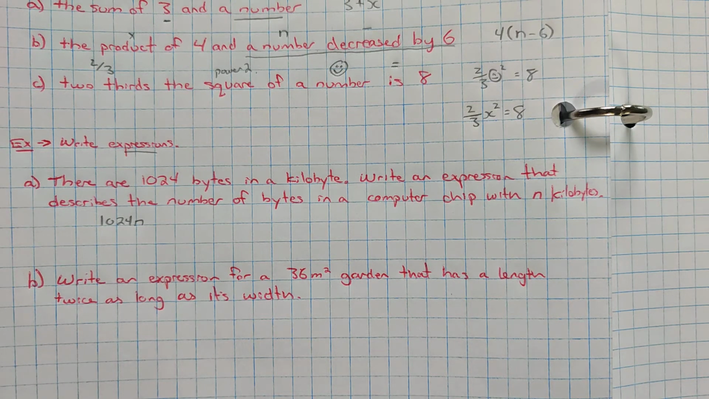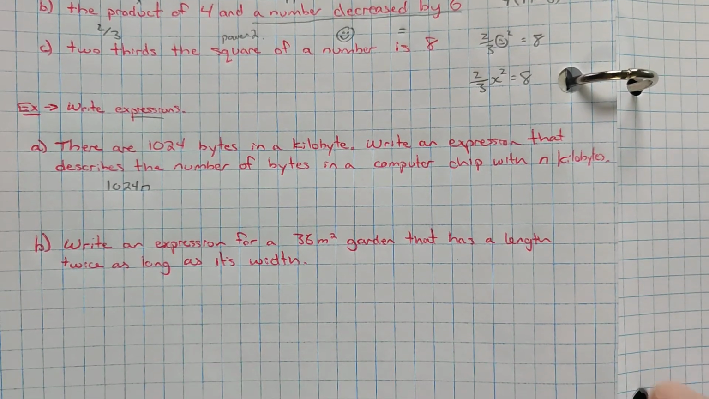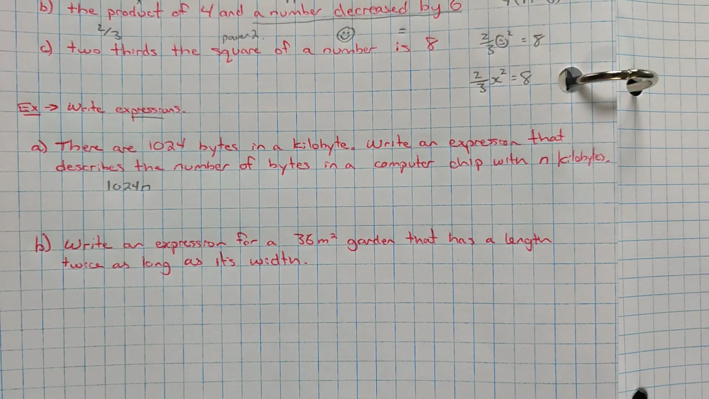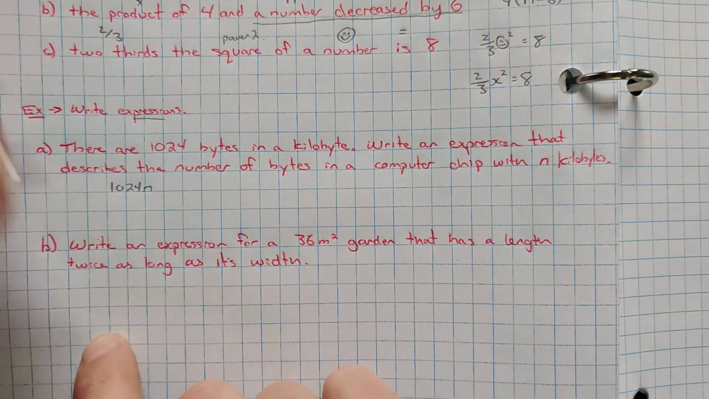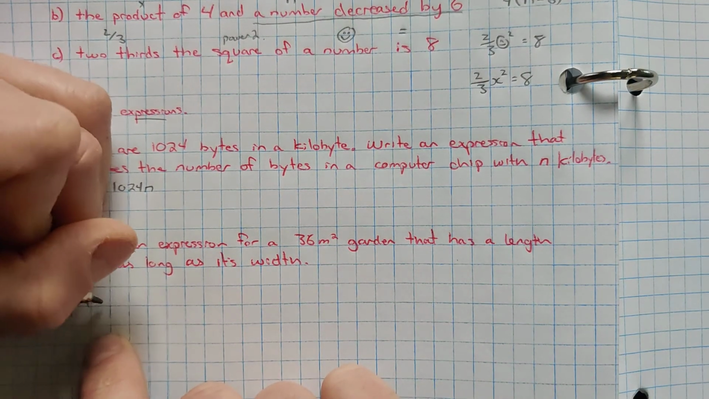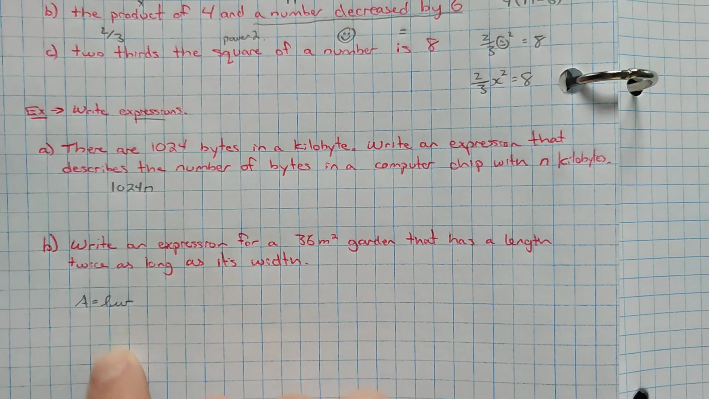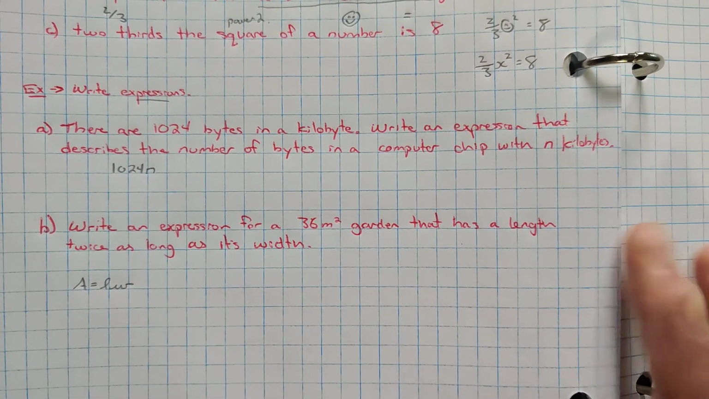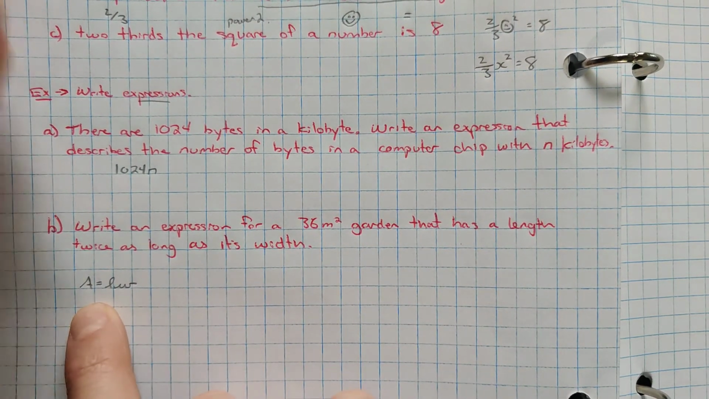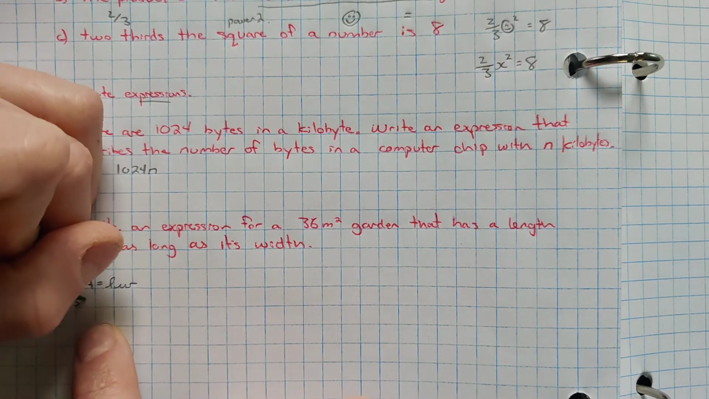In the last one, we want to write an expression for a 36 meter squared garden that has a length twice as long as its width. So 36 meters squared, that means we're talking about area. So the area of a garden that has a length twice as long as its width. So the area equals length times width would be our normal formula here. We're assuming a rectangle. The area is 36.